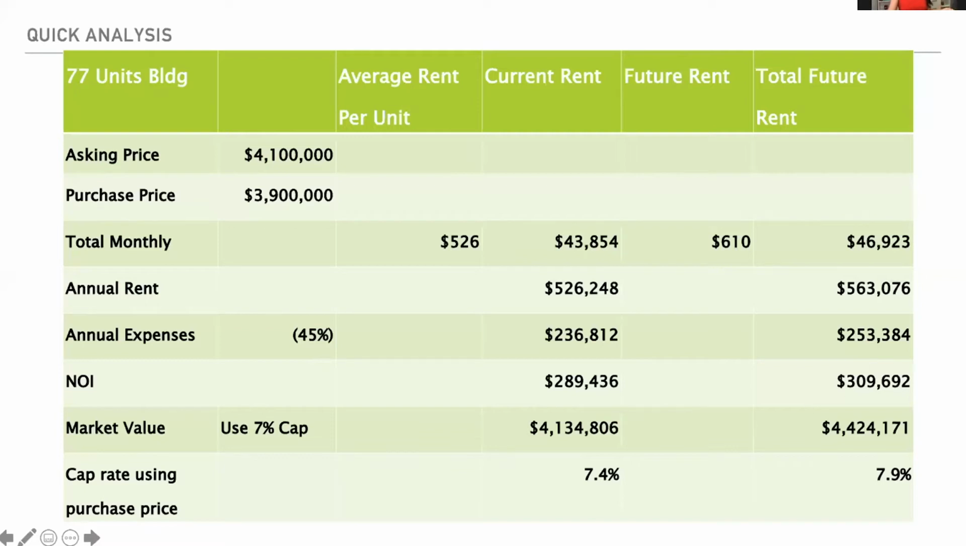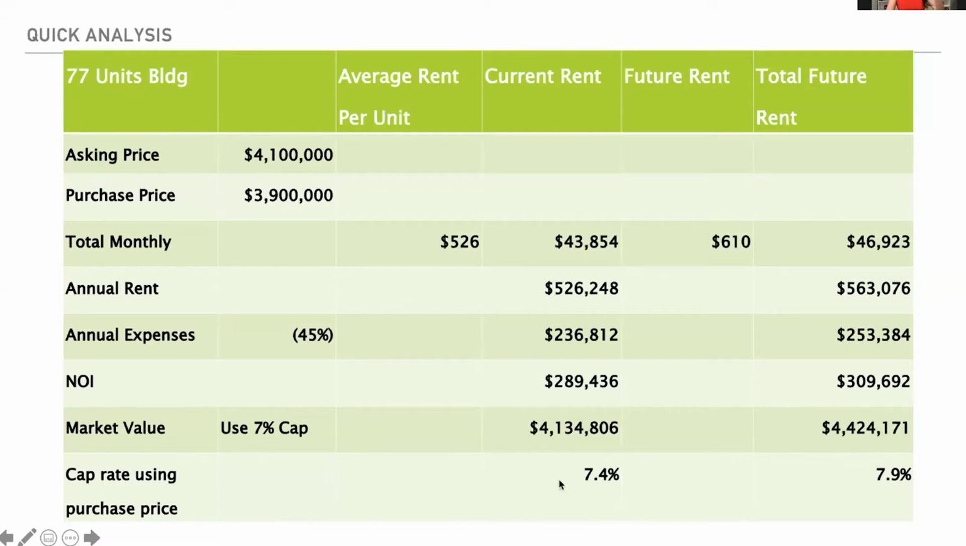And then the pro forma, what I'm expecting it can get, would be about $309,000. So this is about a $20,000 difference in income between what it is now and what it might be in the future. Let's say the market cap rate over there is 7 cap. If I use 7 cap on the current net operating income, then the value of the property is about $4.1 million, which makes sense compared with the asking price. But with the future rent, it will be worth about 4.4.